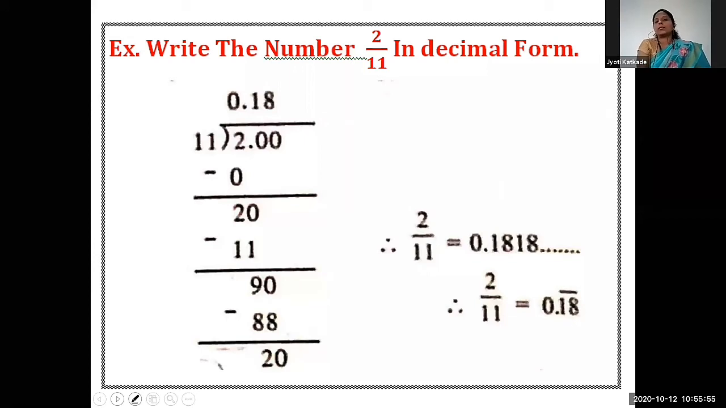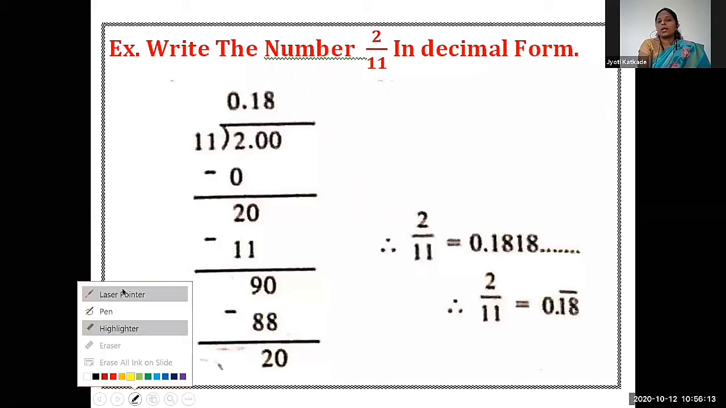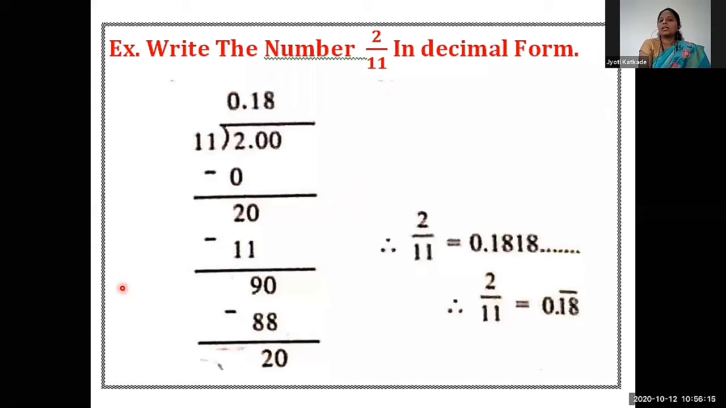Then take 0, we get 90. 11 8s are 88. Again, when we subtract 88 from 90, we get 2. Means 20 is repeating. See, in the second step, there is also 20. After we get 90, when we subtract 88 from 90, we get 2. Means there again 20. This value is repeating there.